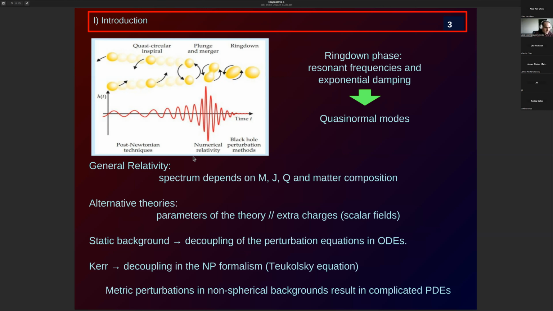In general relativity, we know that black holes are modeled by the Kerr solution. This is a unique solution in GR.